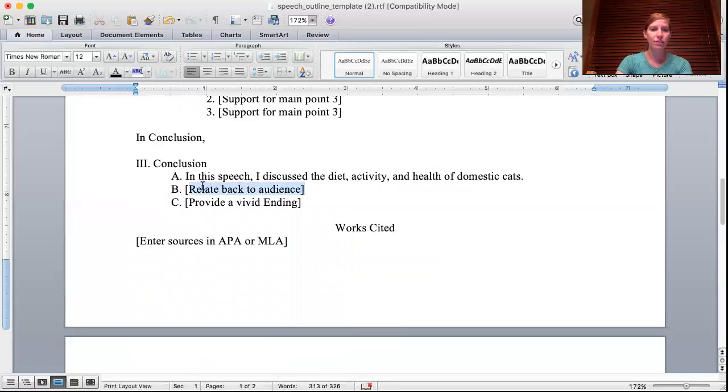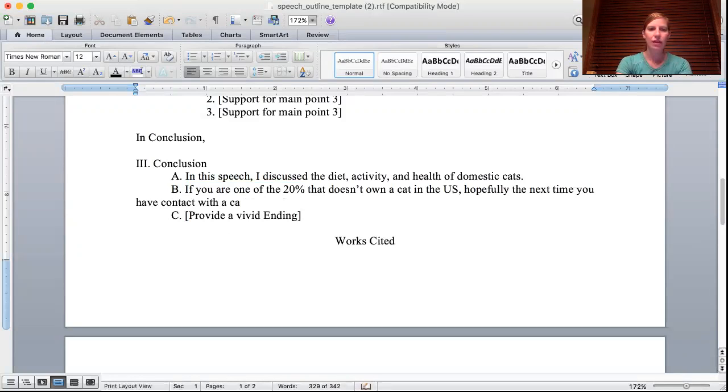Now I'm going to relate it back to the audience. This is where you can say something like, hopefully you gained a basic understanding about this. It starts to sound a little cheesy, corny, so we might want to be a little bit more direct with it, saying something like, if you are one of the 20% that doesn't own a cat in the U.S., hopefully the next time you have contact with a cat, you will better understand their behaviors and basic care.